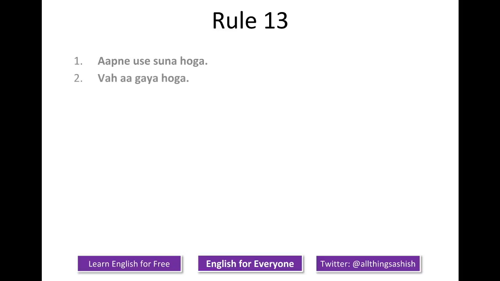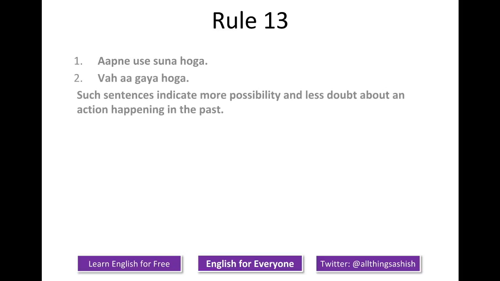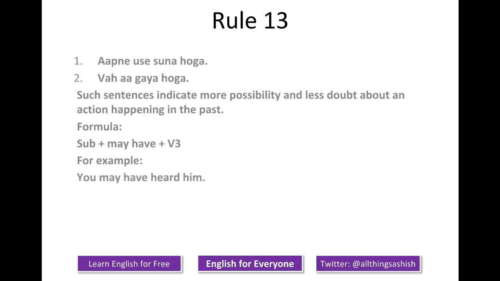Let's look at rule number 13. आपने उसे सुना होगा, वह आ गया होगा. So such sentences indicate more possibility and less doubt about an action happening in the past. Formula for translating such sentences: subject plus may have plus the third form of the verb. For example, you may have heard him, or he may have come.